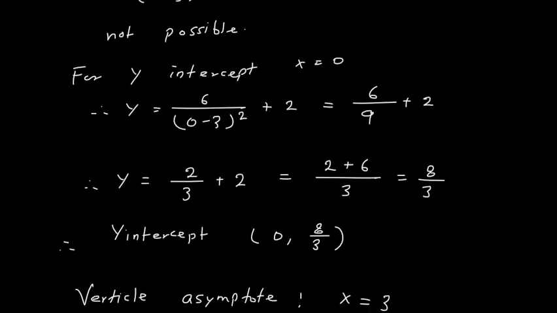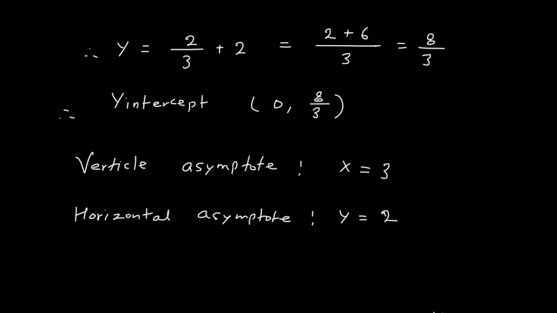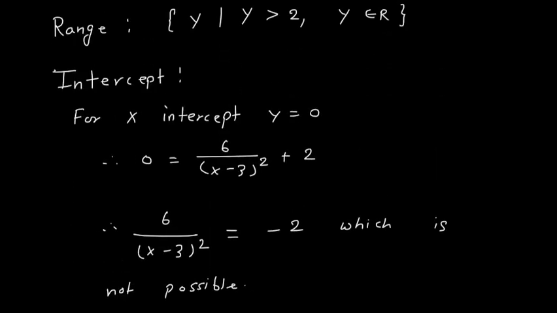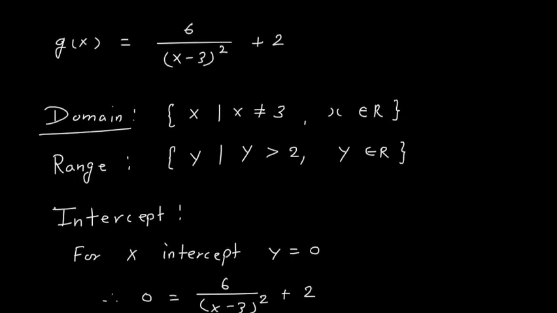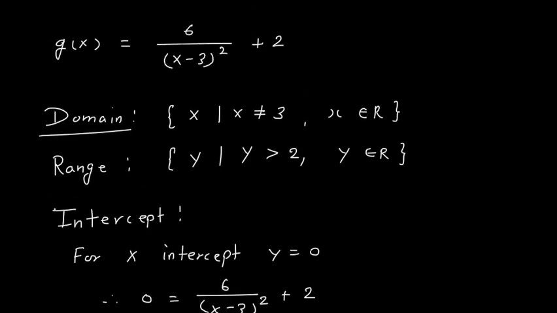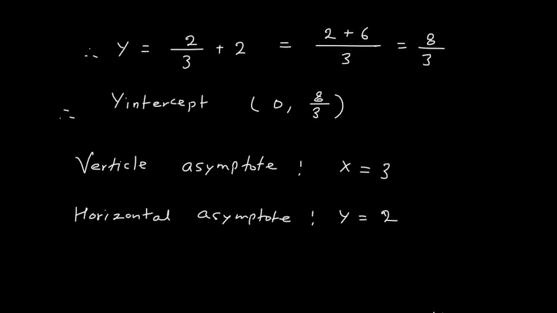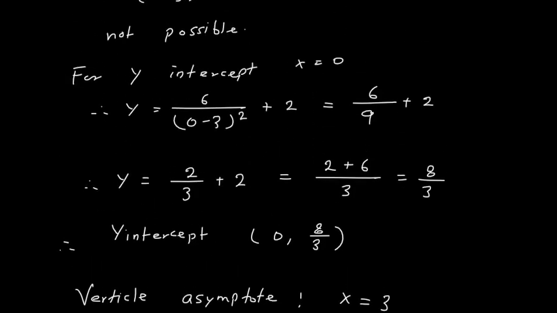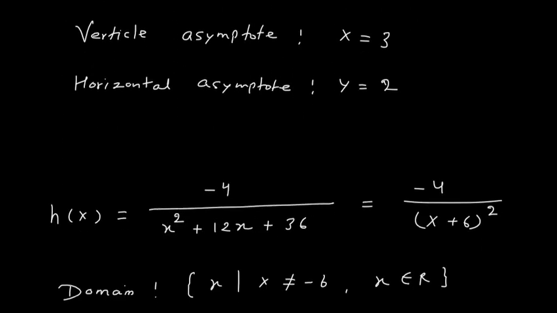Now finally asymptote. So here the vertical asymptote is x equal to 3 and the horizontal is y equal to 2. How did I get x equal to 3? When I put x equal to 3, the denominator becomes 0, so this gives me the vertical asymptote x equal to 3, and then this plus 2 gives me the horizontal asymptote. So y equal to 2 is the horizontal asymptote. So we get vertical and horizontal asymptote. Again, the graphical calculator will help you to draw the graph, and from there also you can identify.